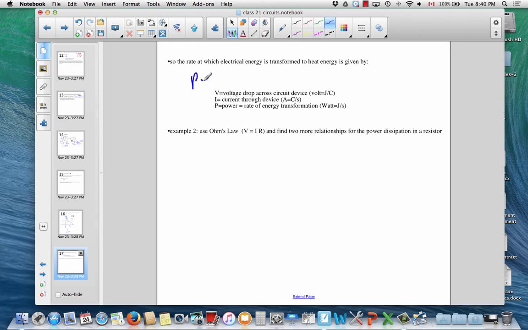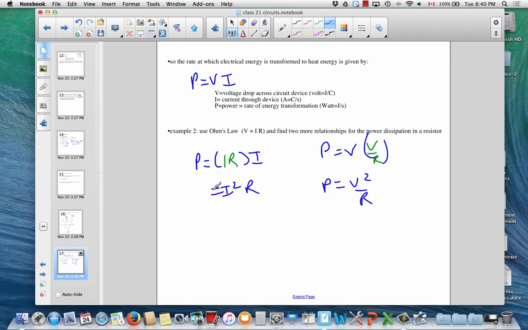So the rate at which electrical energy is transformed to heat energy is given by the product of voltage and current. Now we can substitute in Ohm's law there and get some other versions of that. For voltage, we can put in IR, and then I times I gives us I squared R. That's one version. The other version substitutes in for current. If you solve this for current, it'll be V over R, and multiplying that, we get V squared over R. So these are all equivalent expressions for electrical power.